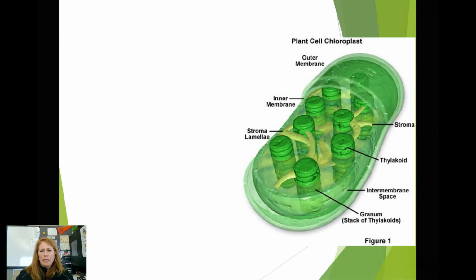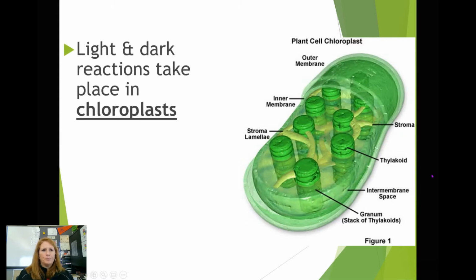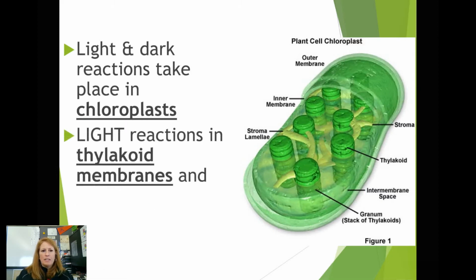Here's my chloroplast again. This should look very familiar. So chloroplasts are inside the plant cells. Here are my thylakoid membranes. A stack of those is called the grana or granum. In between is the stroma. So light reactions in the thylakoid, dark reactions in the stroma. And so we've already talked about light and dark reactions, and it takes place in the chloroplast.